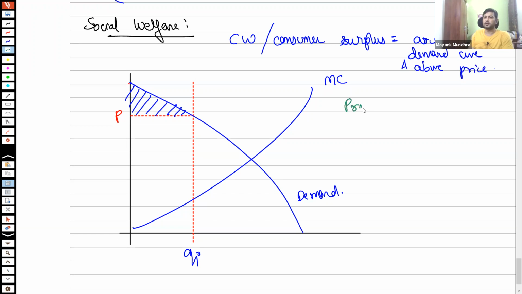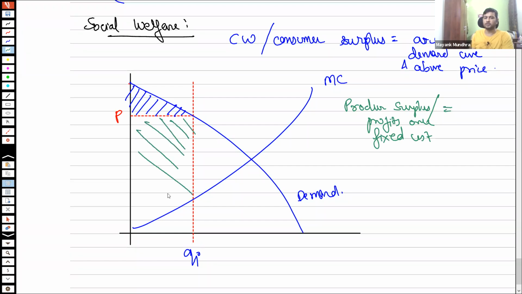Now producer surplus, or profits over fixed cost, would be equal to the area under price and above marginal cost. So this is my producer surplus. This is my consumer surplus.